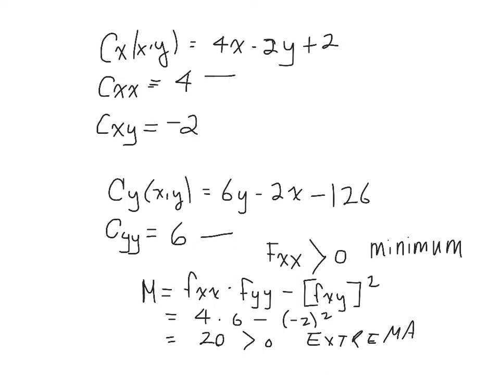But the double derivatives xx and yy are the ones that determine whether we have a minimum or a maximum. So if the second derivative xx is greater than 0, we have a minimum. If the second derivative, I'm going to write it up here, is less than 0, then we would have a maximum. We're going to see that occur in other examples that we'll do.